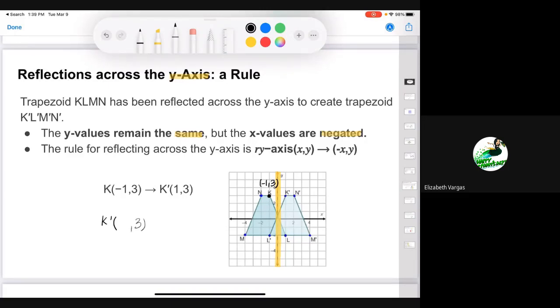And my x-coordinate is negated, so it becomes 1. So it should map to 1 and 3, which we see that it does in fact do here. Okay? So again, why is this important?